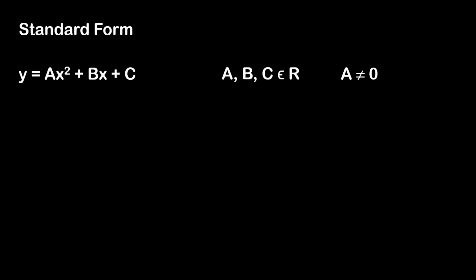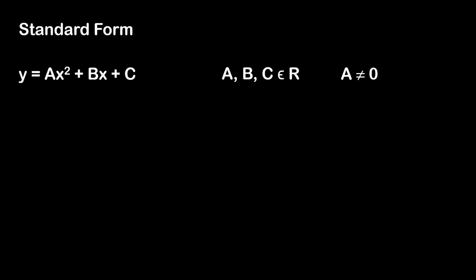So the general form for an equation in standard form is y is equal to ax squared plus bx plus c. So we use this special notation. We say a, b, and c are all elements of any real number. That simply means that they can be any number. They can be positive, negative, decimal, fraction, any type of number. The one exception is that a cannot be equal to 0. Okay? So b and c can be equal to 0, but a cannot.